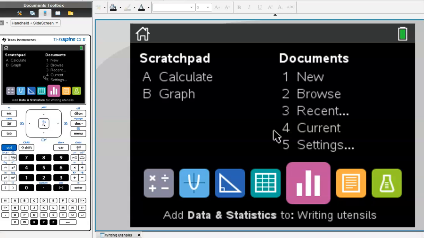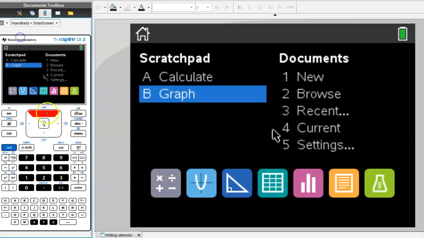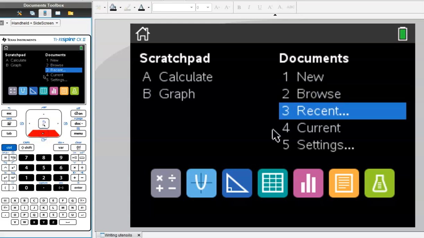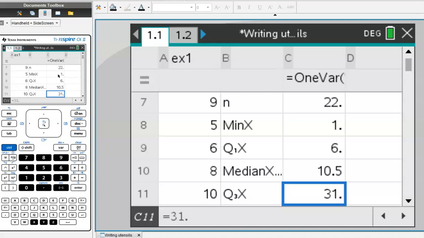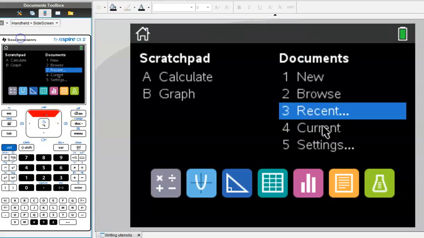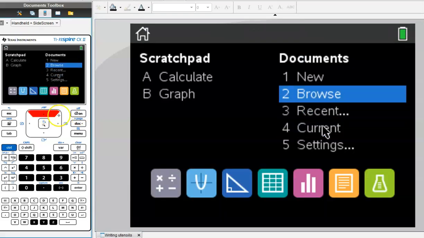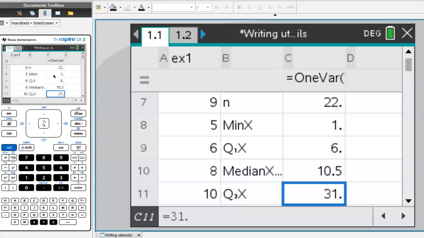So go ahead and go over to where it says current. If you go down to current, it'll go back to whatever document you were on. And if you had already gone away from that document, remember you can go to browse and find that document again. All right, so let's go to current.